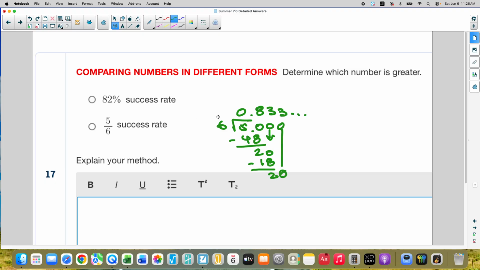So as a decimal, this would be 0.83 repeating. And then as a percent, we would move it 2 places to the right, 1, 2, and that would give us 83.3 repeating percent. So 82%, or 83.3 repeating percent. So comparing numbers in different forms, which number is greater? This number is greater. So we converted it, and that's our explanation.